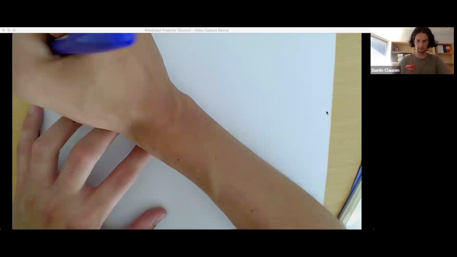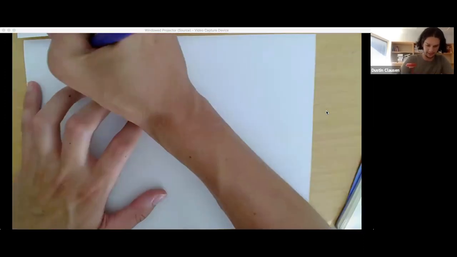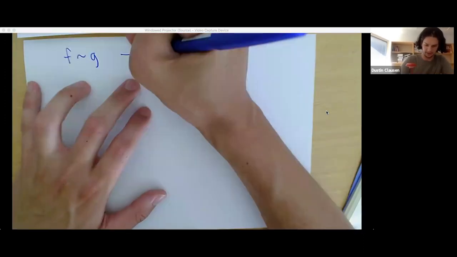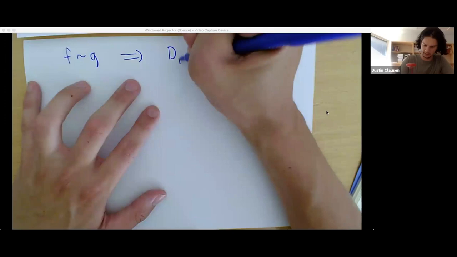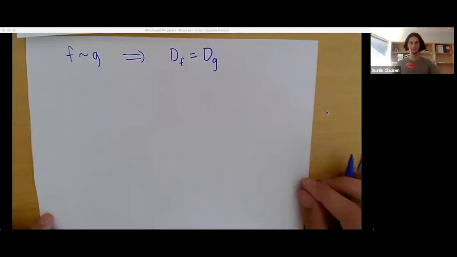Okay. So also recall, now it needs to be adjusted, that if F is strictly equivalent to G, then in particular, the discriminants are equal to each other. That was something we also saw last time.